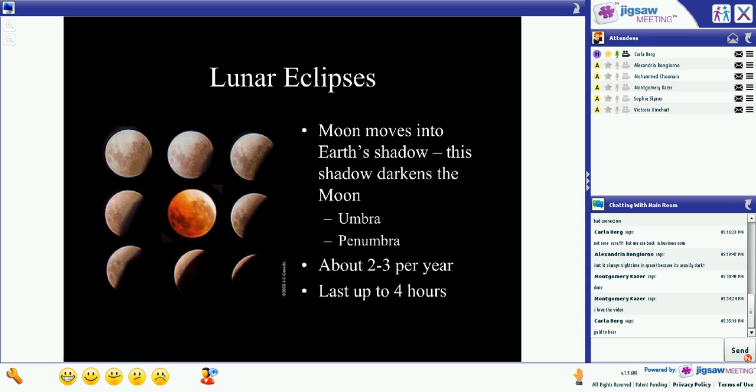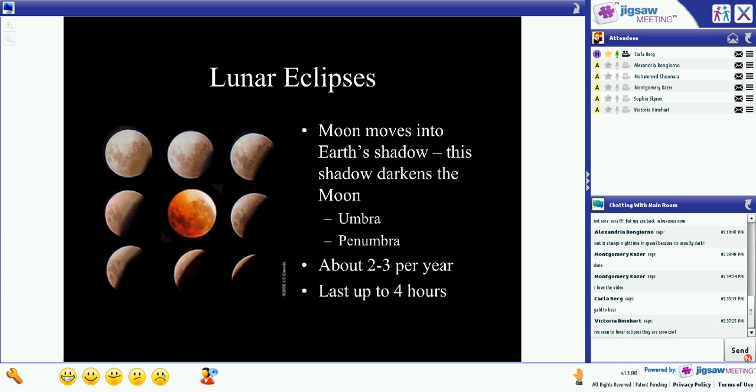Okay, and I'm skipping through some of these. Now, last week we talked about solar eclipses and what a solar eclipse is. And there are also lunar eclipses. A lunar eclipse is when the moon moves into the Earth's shadow. This shadow darkens the moon. There are umbra eclipses and penumbra eclipses. Eclipses occur about 2 to 3 times a year, and they last about 4 hours.